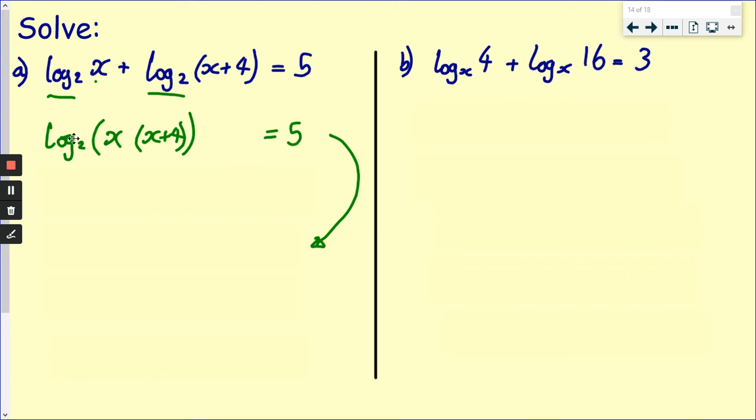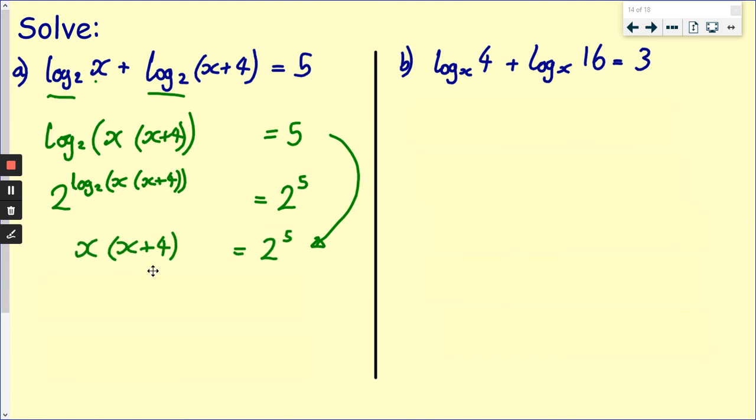Now here we could get rid of this logarithm because there's only one of them now. A bit like if you had a sine of x times x plus 4, you would do inverse sine. Here we could do inverse logarithm. So the inverse is raising 2 to the power of both sides of the equation. So here I've got 2 to the power of the left-hand side equals 2 to the power of the right-hand side. And because those are inverse operations, they cancel. I'm just going to get left with x times x plus 4 equals 2 to the power 5.